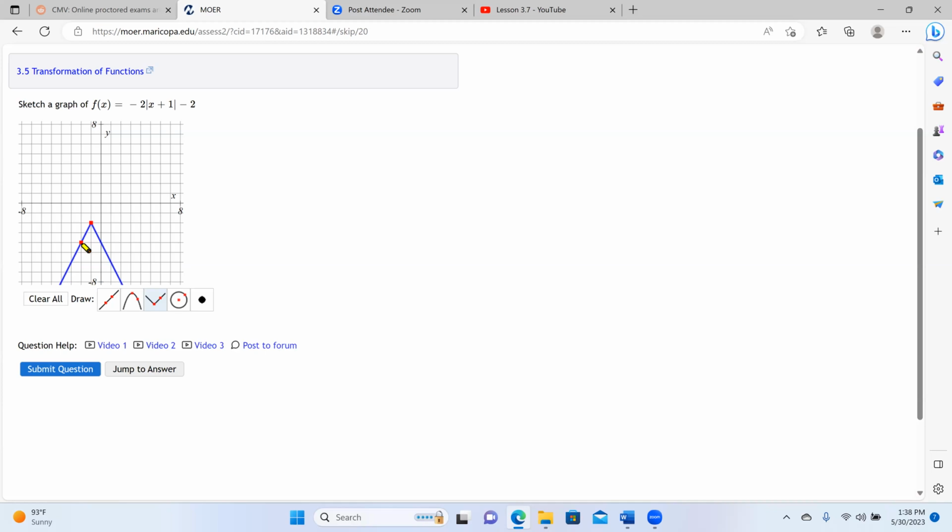So let's do a smaller one. So just plugging in 2. So 2 plus 1 would be 3. Absolute value times -2 is -6. And then -2, -8.